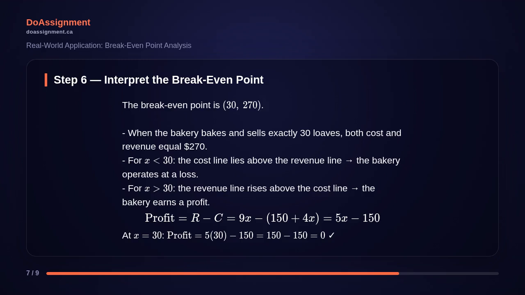The break-even point of (30, 270) means that when the bakery bakes and sells exactly 30 loaves, it spends exactly $270 and earns exactly $270, 0 profit and 0 loss. Selling fewer than 30 loaves means a loss, and selling more than 30 loaves means a profit. We can verify. Profit equals 5x minus 150, which equals 0 when x is 30.